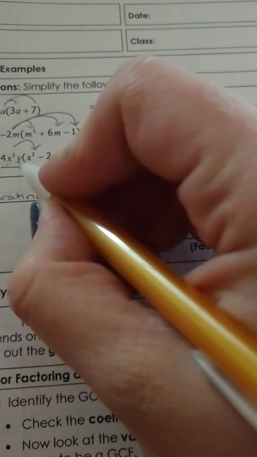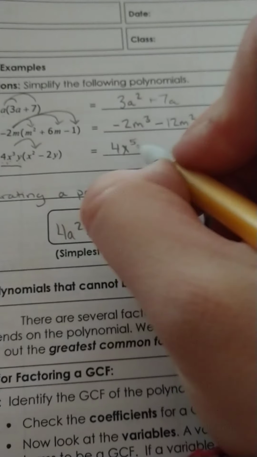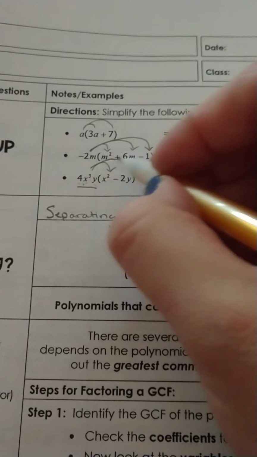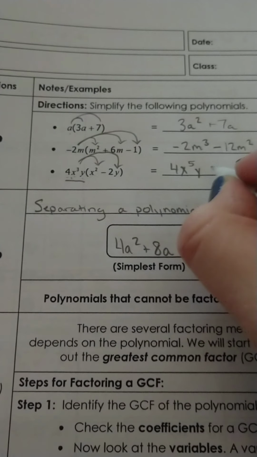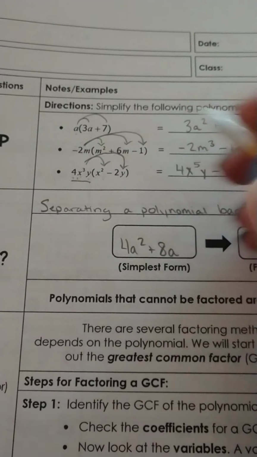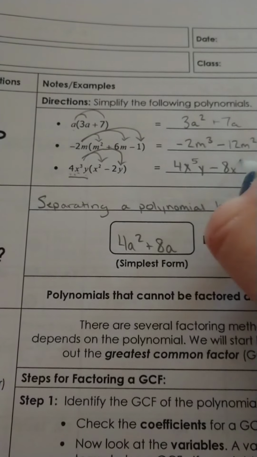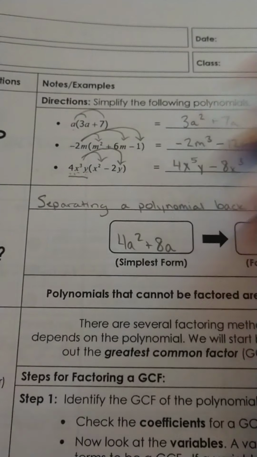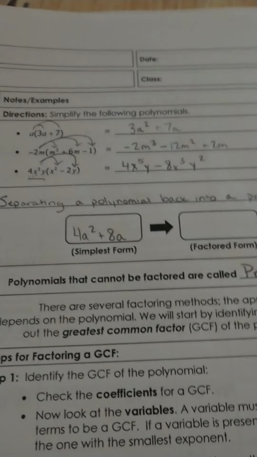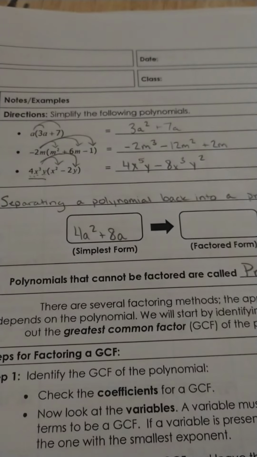That is x to the 5th. Y times no y is just a regular y. And then you're going to distribute it over here to this negative 2y. So 4 times 2 is 8. X cubed times nothing is x cubed. And y times y is y squared. Here we go. So that is simply distributing.